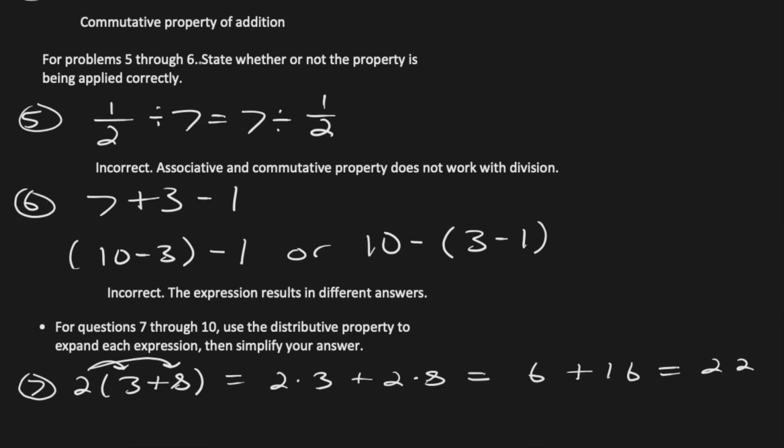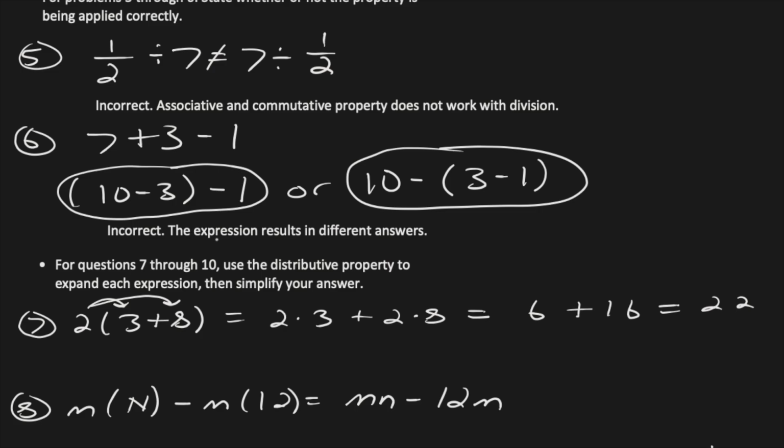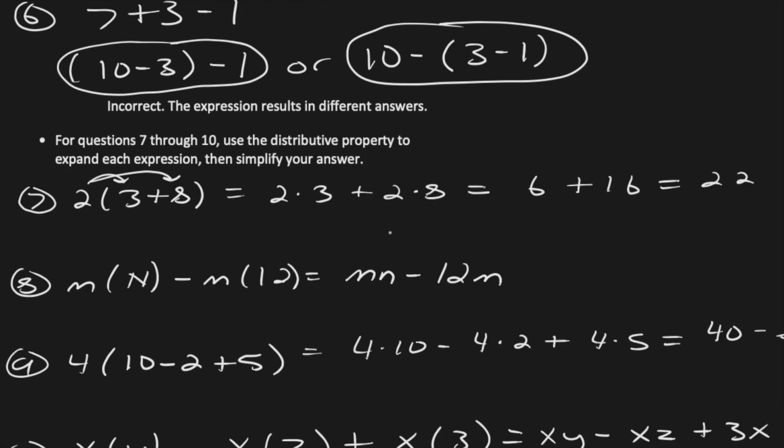For problems 5 through 6, state whether or not the property is being applied correctly. So in this example, 1/2 divided by 7 does not equal 7 divided by 1/2. Something to keep in mind, remember, associative and commutative property does not work with division. We learned that earlier and we actually wrote it down. Here, 7 plus 3 minus 1, they rewrote it as this expression and this expression, which both are incorrect. The expressions result in different answers.